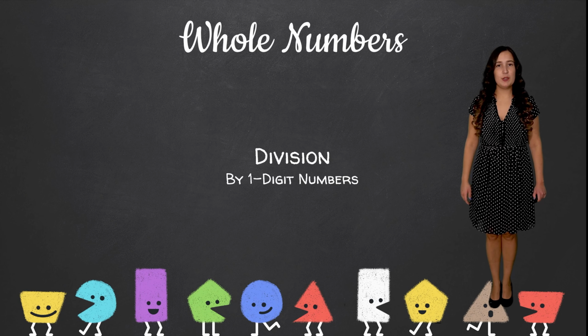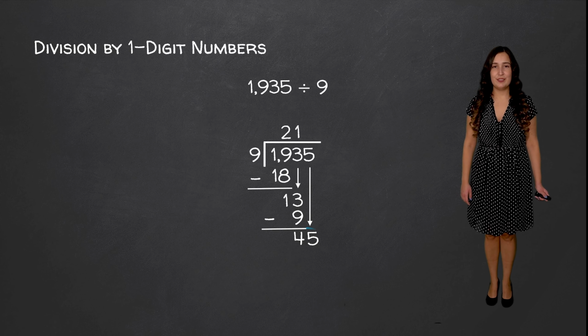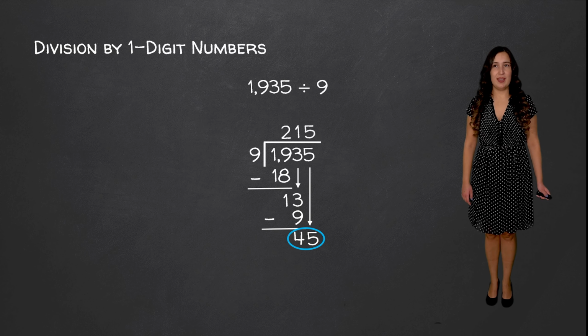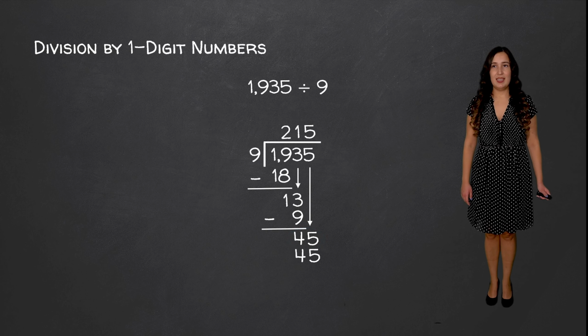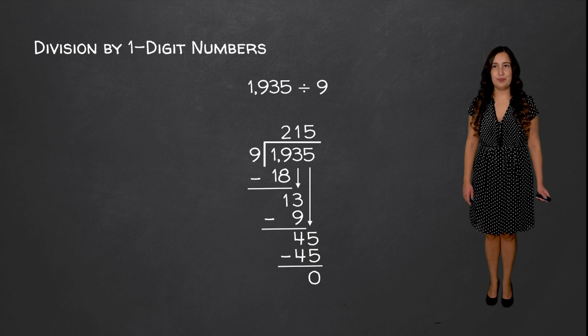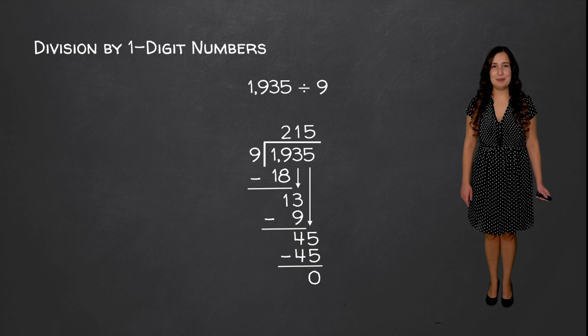And then finally, we bring down our final digit, which is 5. And now we need to see how many times 9 goes into 45. So 9 goes into 45 5 times because 9 times 5 is equal to 45. So we're going to write the 45 underneath, and we're going to subtract these two. And 45 minus 45 is equal to 0. So we have no remainder here. 1,935 divided by 9 gives us a quotient of 215. All right? And that's it for dividing by one-digit numbers.